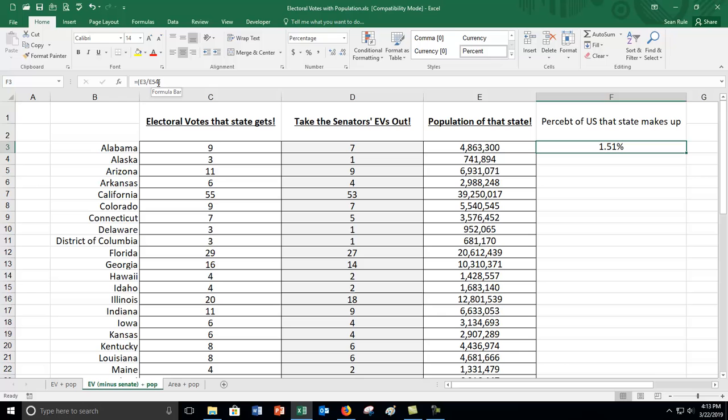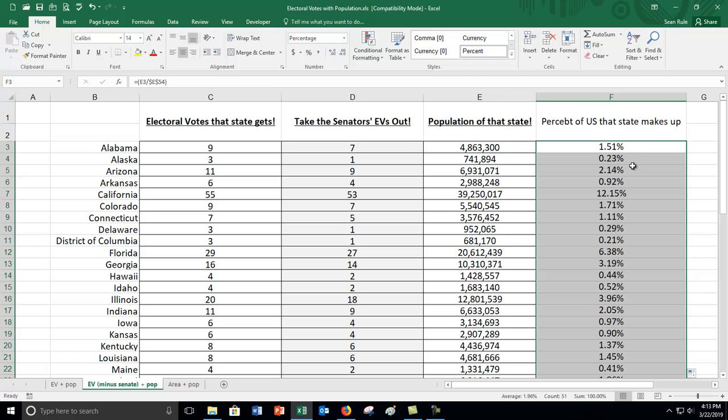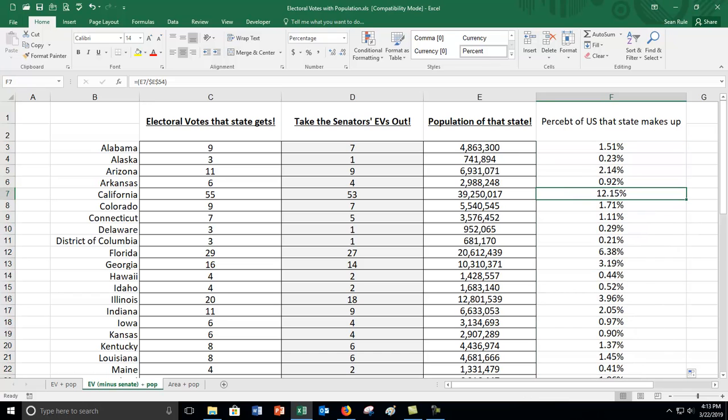So what I'm going to do is take each state's population and divide it by the total population of the U.S. and we're going to fill that down. And what you see is these are the percentages that each state makes up. So California essentially is 1/8 of the entire country in population, which of course is where people complain about direct election. Florida is about half of that.